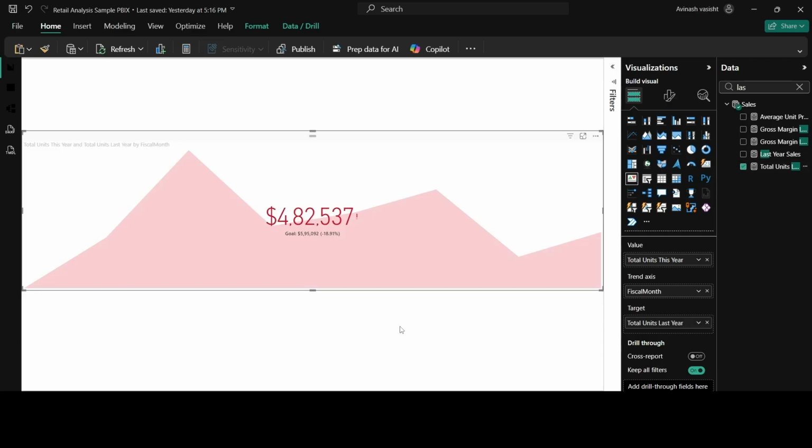As we can see, last year it was 5,95,000 something, but this year it is 4,82,000. So we are lagging behind our goal. The goal was 5,95,000, so we are 18% down. So with the help of this KPI, we found out that we are lagging towards our goal.